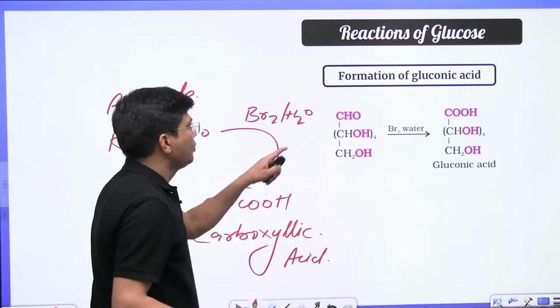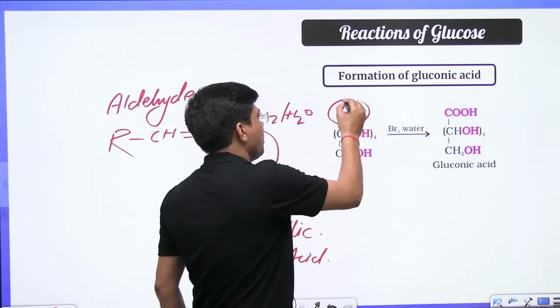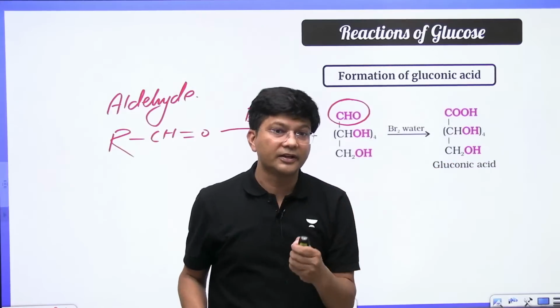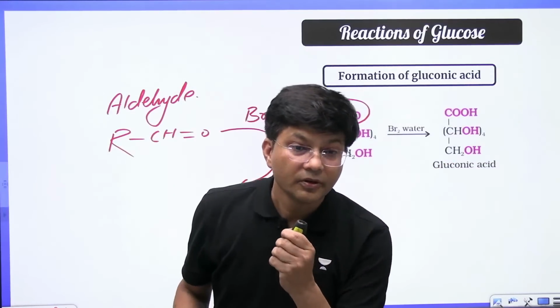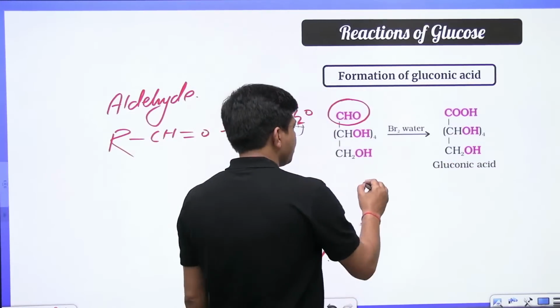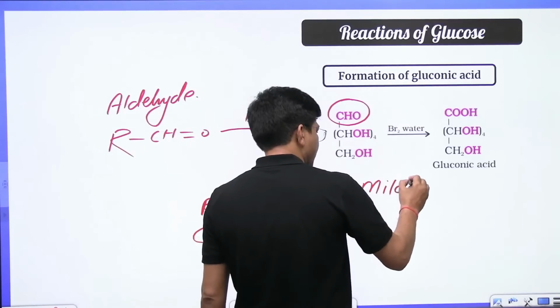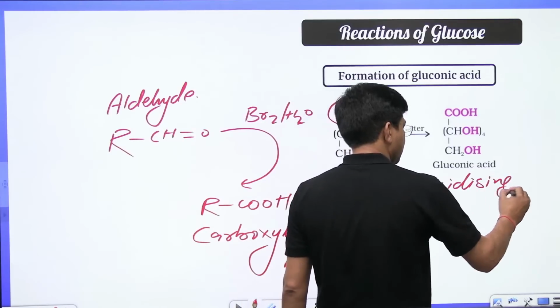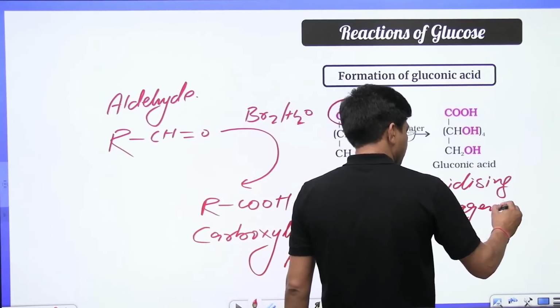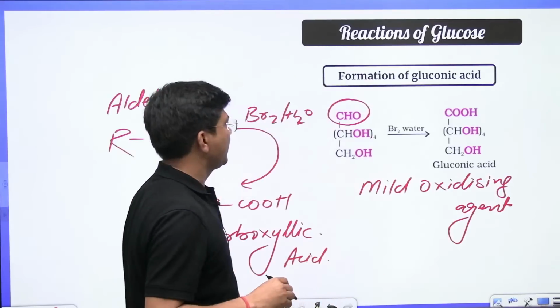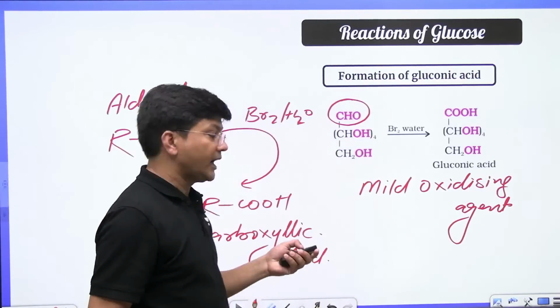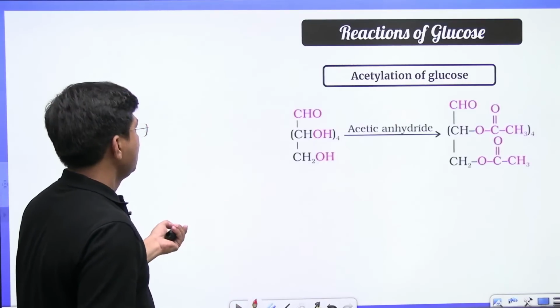So glucose is having one CHO group. On reaction with bromine water, you will get gluconic acid. This bromine water is a mild oxidizing agent. So I think this is very much clear. But remember that fructose does not react with bromine water. That is the most important thing.